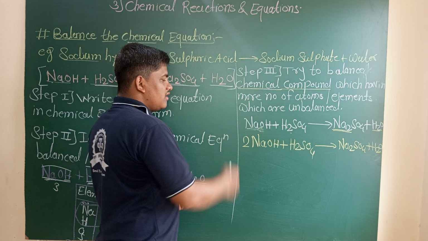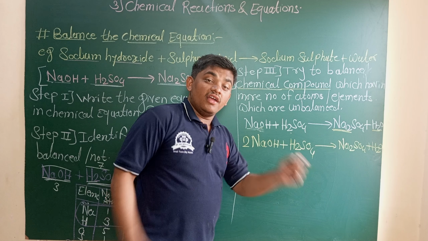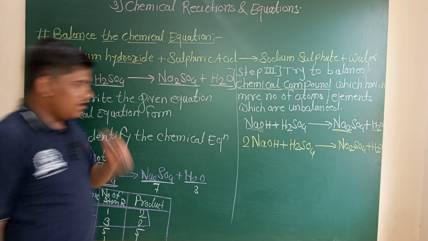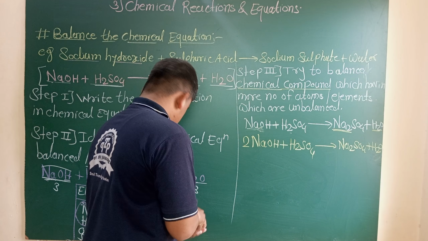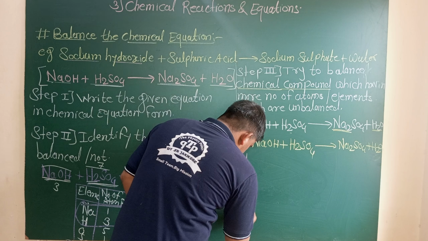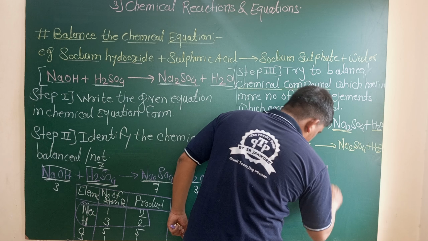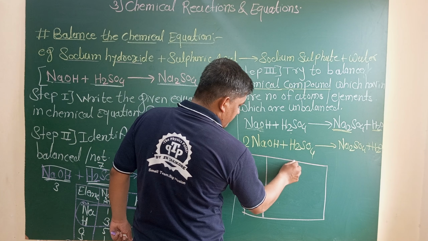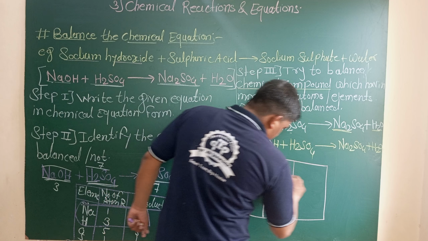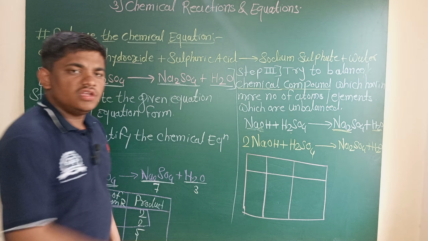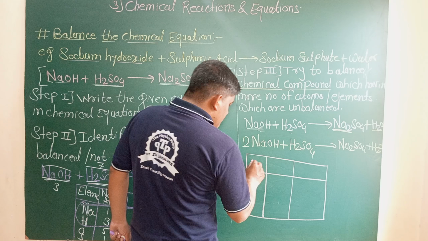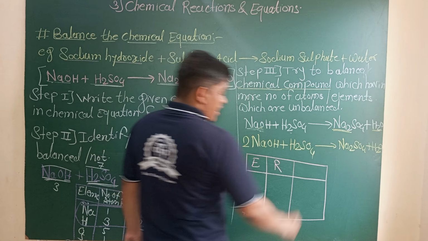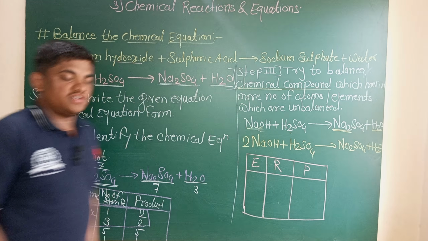If we multiply any number to any reactant or product, then again count the number of atoms of each element in the reactant and product, and make a table. Let's start. The table is similar to the one we made in the previous step. That is, there are 3 columns. The first column for the element, the second column for the number of that element in the reactant, and the third for the number of that element in the product. I will use the short form E for the elements, R for the number of that element in the reactant, and P for the number of that element in the product.